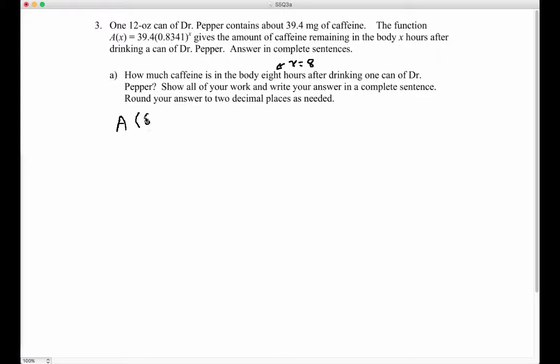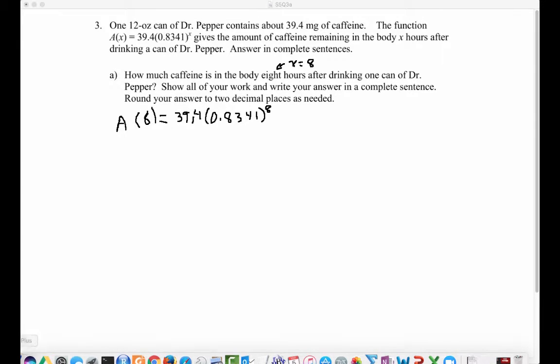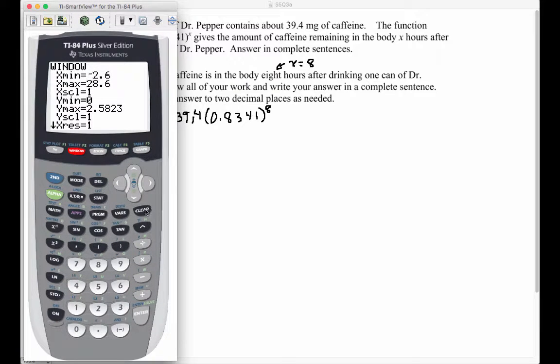So A of 8 is equal to 39.4 times 0.8341 raised to the 8th power. So we're going to go ahead and get that onto our calculator. Let's go ahead and bring that up here, and we'll use our calculator to actually do this computation.